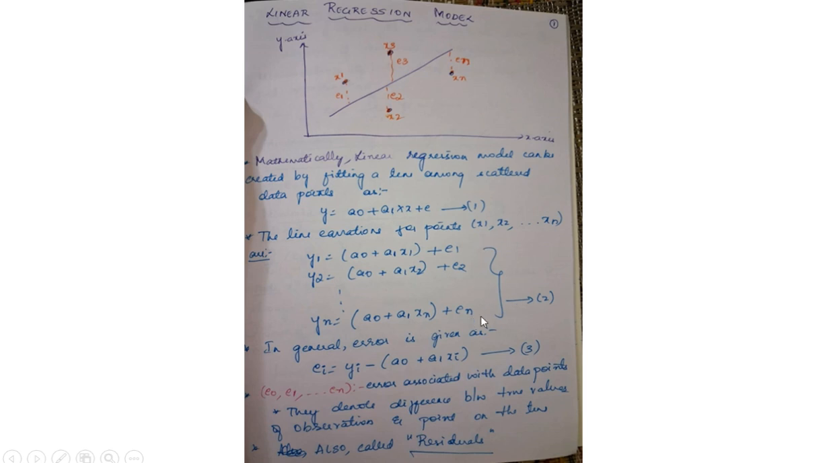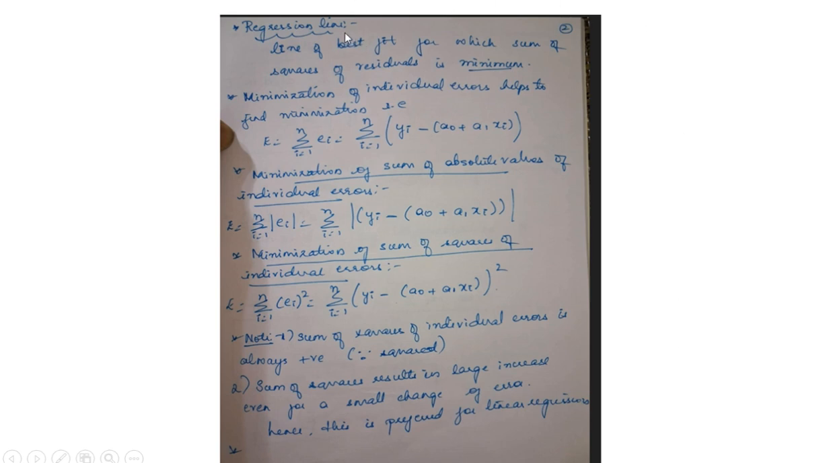If I want to find the error, because that is my goal, I have to find the errors and I have to have the minimum error. To find the errors, you just transpose this to the other side, and if I generalize it, I get ei is equal to yi minus (a0 plus a1 xi), where i ranges from 1 to n. So e is nothing but the errors associated with the data points, and they are also called residuals.